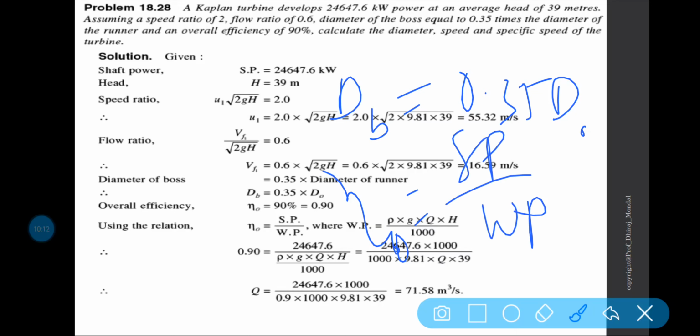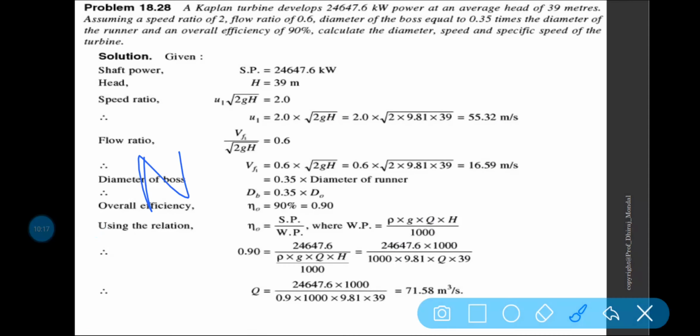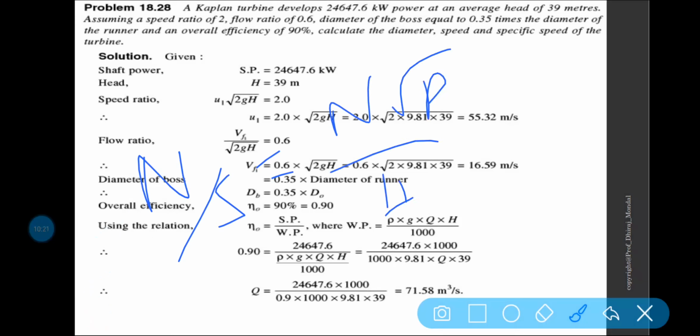See, this specific speed has not been discussed yet. So specific speed ns is equal to n root p by h to the power 5 by 4. You have to remember this formula, where n is the rotation in rpm, p is the power developed, and h is the net head.